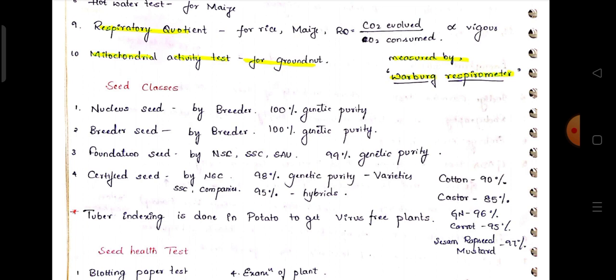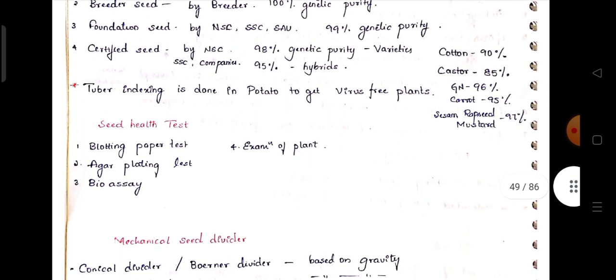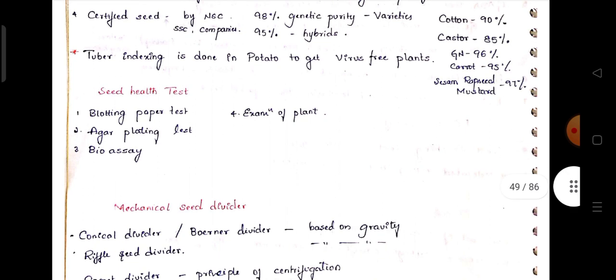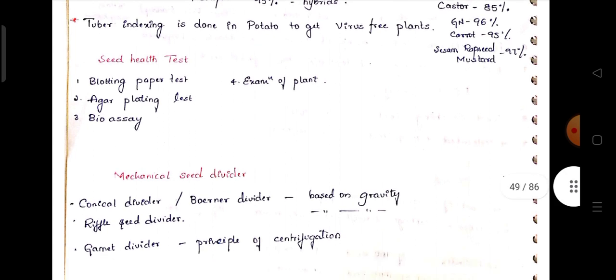Coming to tuber indexing, it is done in potato to get virus-free plants. Coming to seed health tests, there are 4 tests. First one is blotting paper, then agar plating, bioassay, then examination of plant.